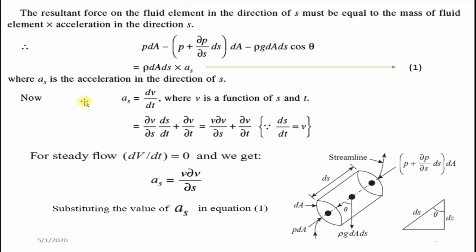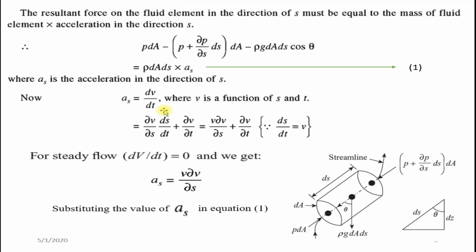So now the acceleration a_S in the direction S is dV/dt, change in velocity with respect to time, where V is the velocity which is a function of S and time. Therefore, if you write this dV/dt using the total derivative rule by chain differentiation, what you will get? ∂V/∂S into ds/dt plus ∂V/∂t. You have to write it this way because V is a function of S and t.